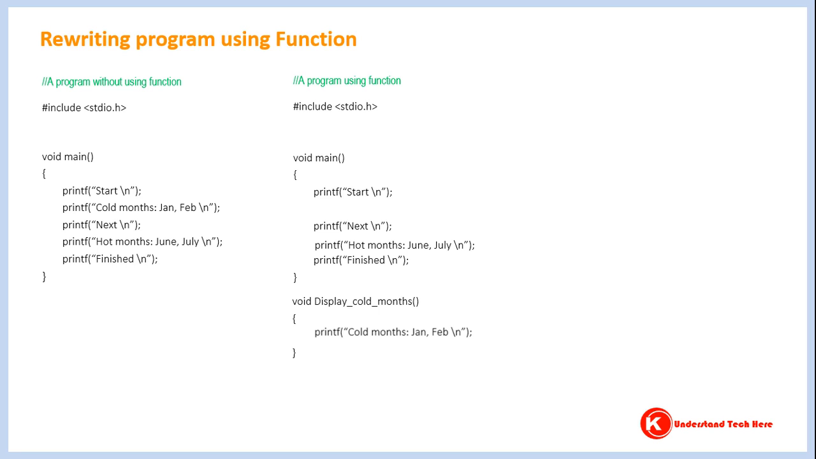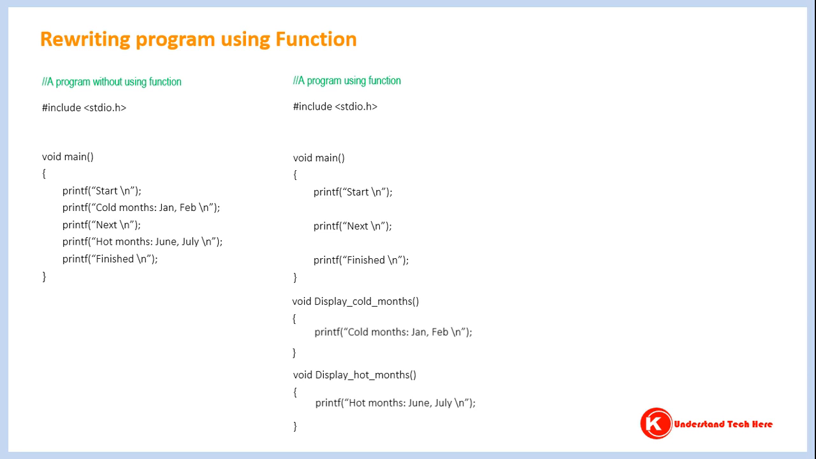Let's also remove code printf hot months June July from here and place it below outside main. Again, let's give this piece of code some name, say display hot months. As I said earlier, just giving name is not sufficient. In fact, this is what you need to write. Now we say this code is inside function display hot months.